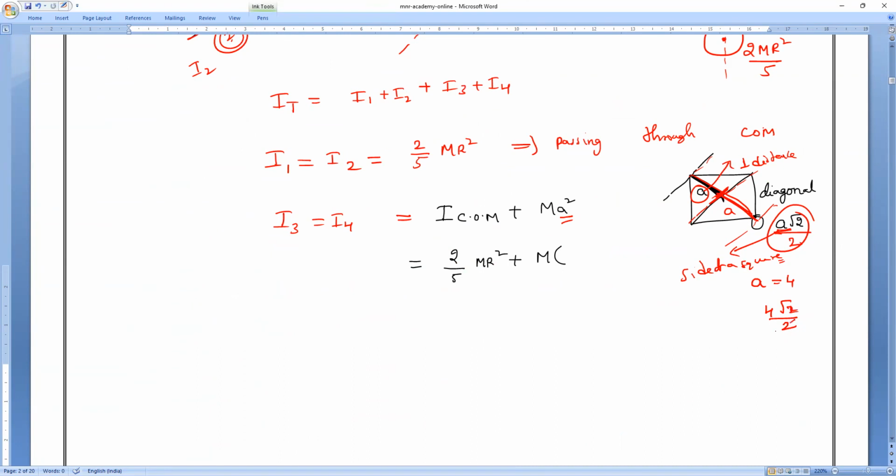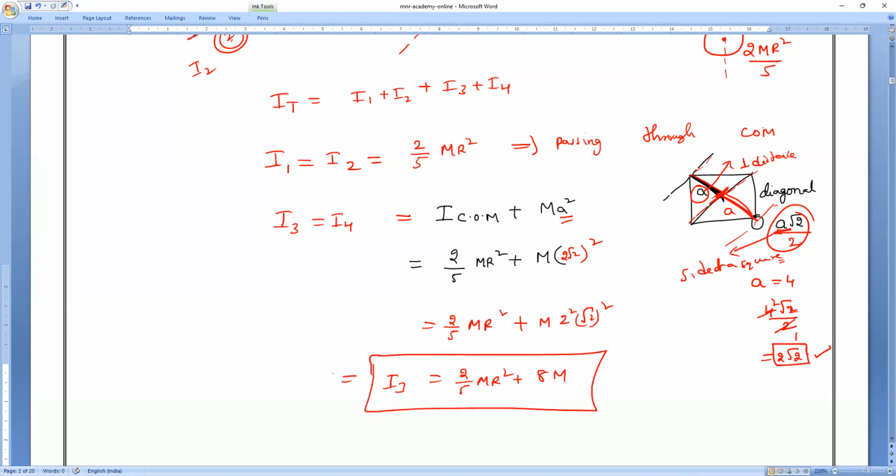So 4 root 2 divided by 2. Two ones are 2, two twos are 4. So what is the answer, everybody? What is the perpendicular distance? 2 root 2. Clear? So 2 root 2 whole square. That's all it is. So this equals 2 by 5 mr square plus m into 2 square and root 2 whole square. So it will get cancelled. So 2 by 5 mr square plus 2 square is 4, 4 twos are 8 m. So this is actually I3, or you can say it equals I4.